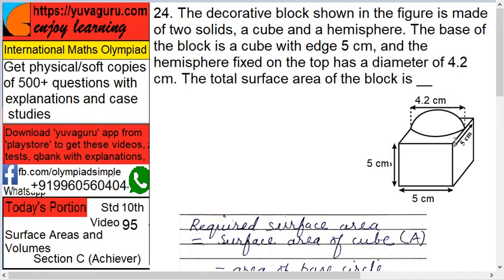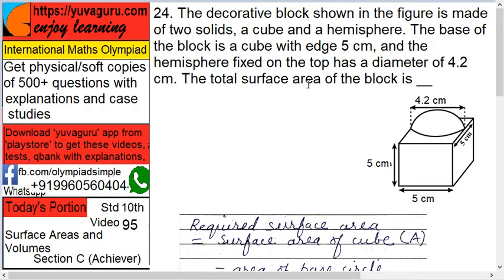A decorative block shown in the figure is made up of two solids, a cube and a hemisphere. This is a cube and the hemisphere is surmounted on it, meaning kept on it. The base of the block is a cube with edge 5, and the hemisphere is fixed at the top, with a diameter of 4.2 centimeters. So the radius will be half.